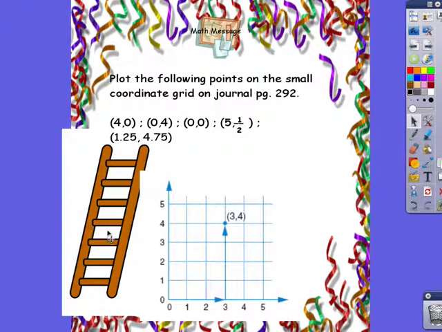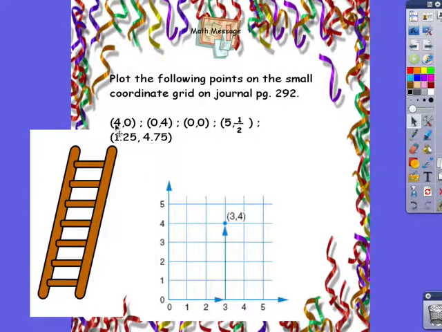The same thing is true with the coordinate grid. The first number is always going to tell you to go left or right, and then the second number is telling you how far to go up. So if we were going to plot 4, 0, we have to go over 4 and then up 0, or right there. And looking at 0, 4, so we're going to start at 0. We're not going to move anywhere, and we're going to go up to the 4th spot.